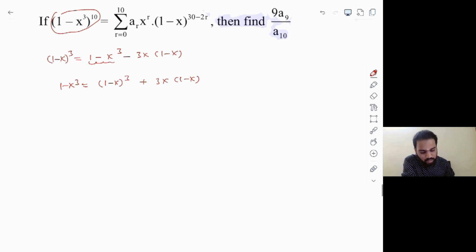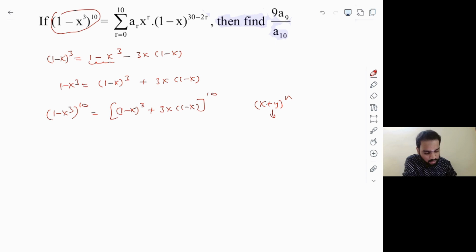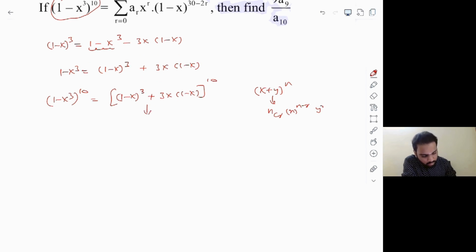Okay. But we want (1 minus x cube) whole power 10, right? So let's raise to the power of 10. (1 minus x cube) to the power of 10 should be equal to ((1 minus x) whole cube plus 3 into x into (1 minus x)) whole to the power of 10. Okay. Now, what I'm going to do is treat the right hand side part as the expansion of some (x plus y) to the power of n. But we know what is the general term for this one, right? Which is clearly nCr into x to the power of n minus r multiplied by y to the power of r. Okay. So in this case, I'm going to write down the general term now.